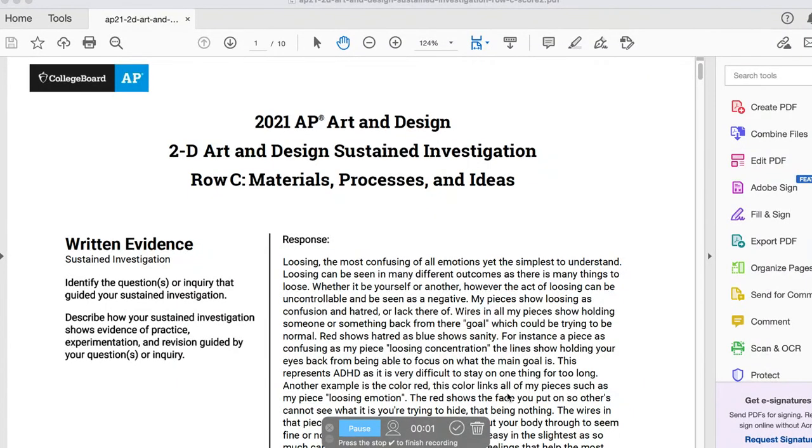Going to look at another example of a sustained investigation, and this time we're going to focus on row C of the rubric, which is all about materials, processes, and ideas. A reminder that even though this example is work that was submitted as a 2D design portfolio, the rubric for row C is the same for 2D and drawing students.